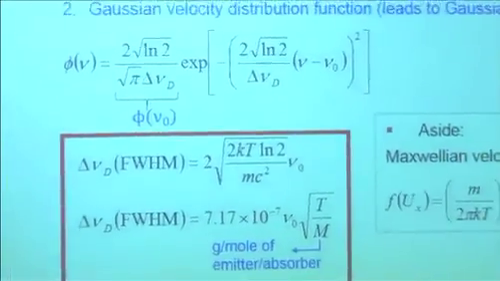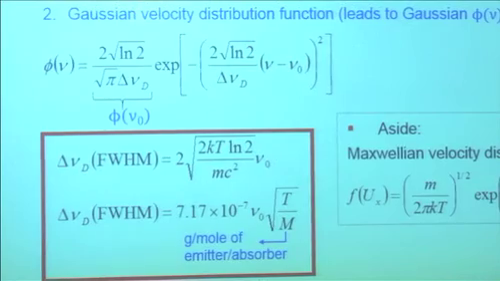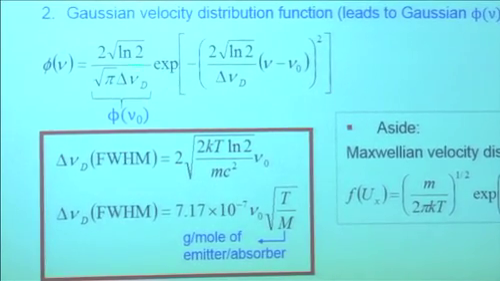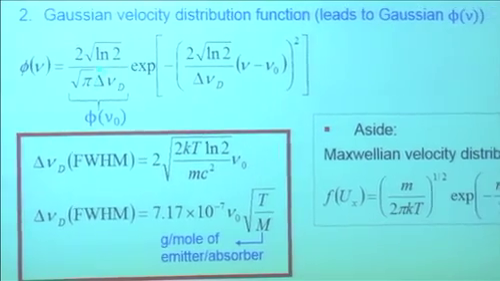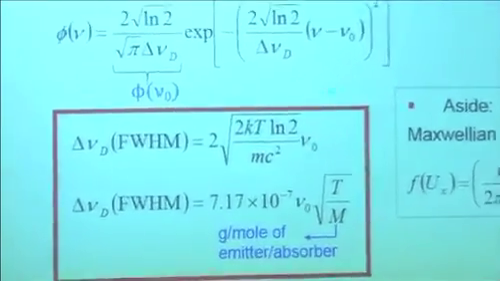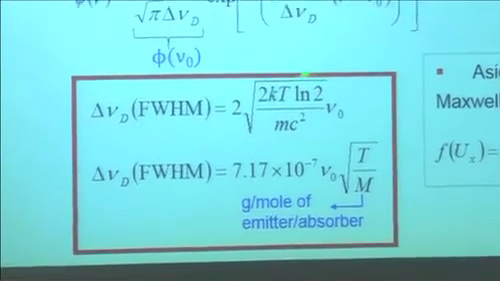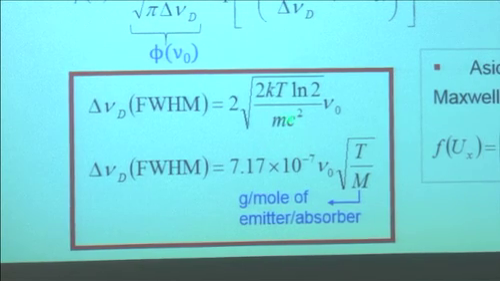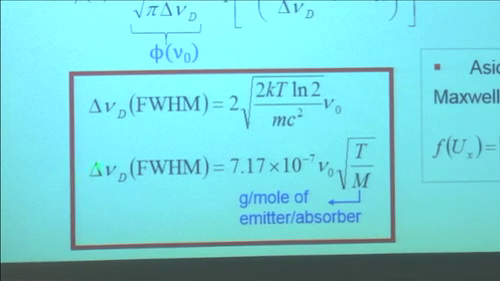So it's no surprise you end up with this function. Remember, it's Gaussian and the area is 1. You can relate this to some width, the Doppler width, and the Doppler width has this expression: kT log 2 over mc squared. So it depends upon the mass of the moving particle, the speed of light, and nu zero. This is the way I remember it: delta nu D is 7 times 10 to the minus 7 nu 0 square root of T over M.